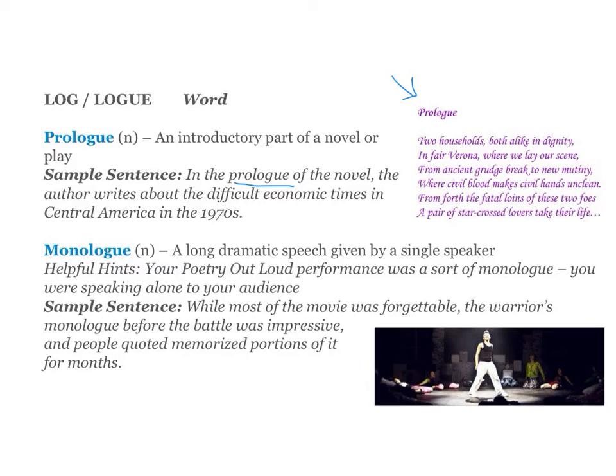Your next word is monologue. You see that root mono means one, so a monologue is one person speaking. Your definition is a long dramatic speech given by a single speaker. The helpful hint is that your poetry out loud performance was a sort of monologue. You were speaking alone to your audience.